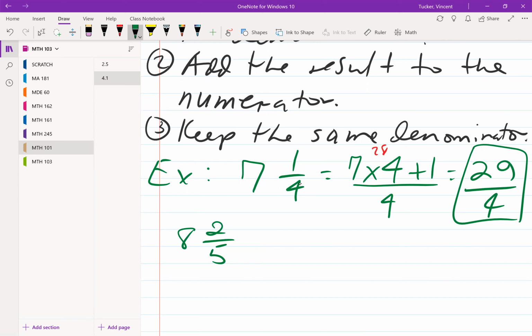If I have 8 2/5, let's say if I have -8 2/5. That negative is not a part of this process. It just stays on the outside.